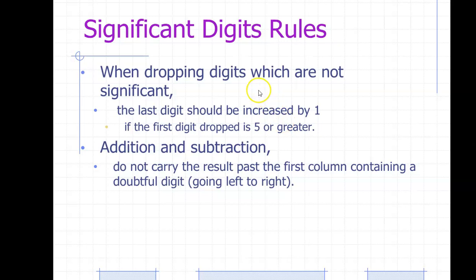When dropping digits which are not significant, we're going to round. The standard way to do that: if the first digit dropped is 5 or greater, then round it up. If it's not, then leave it alone. Addition and subtraction: don't carry the result past the first column containing a doubtful digit.